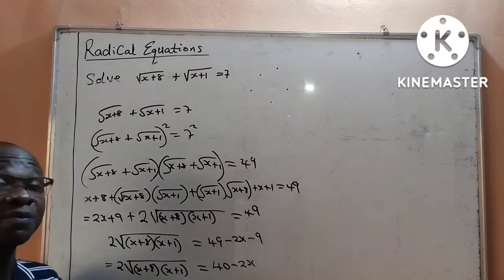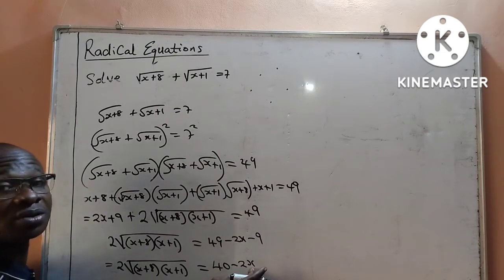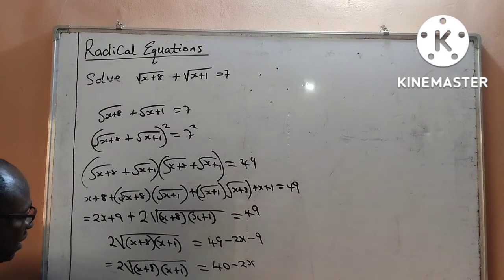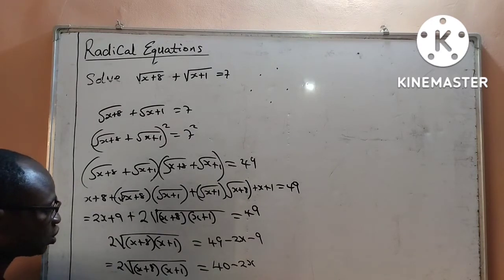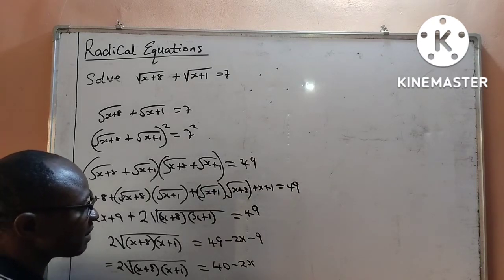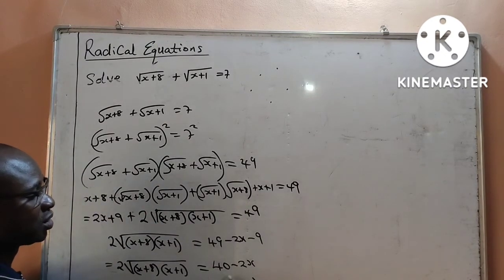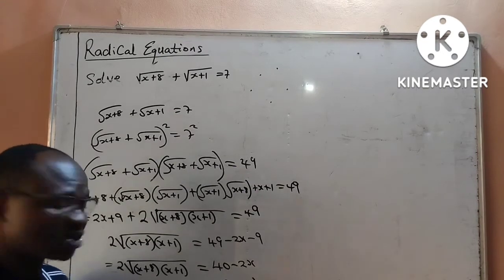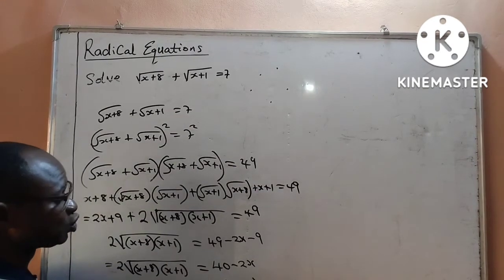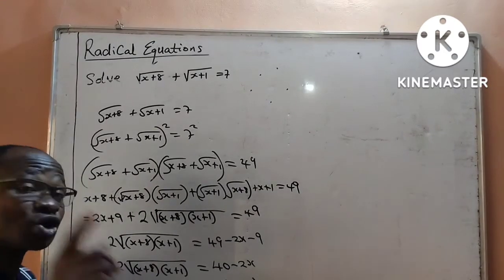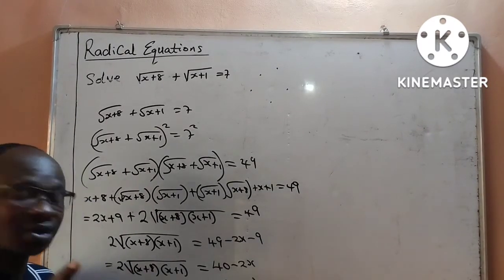Alright, see with me that I can factor something here, and that is 2. 2 is common here, so that will now give me 2√((x+8)(x+1)) = 2(20 − x). What have I done? I have just factored 2 from 40 − 2x, and it becomes 2 into the bracket open, 20 − x, bracket close. Now, also 2 can cancel out from both sides.